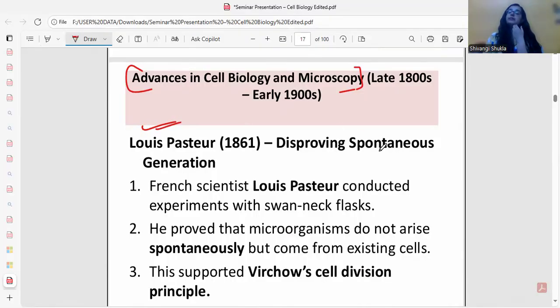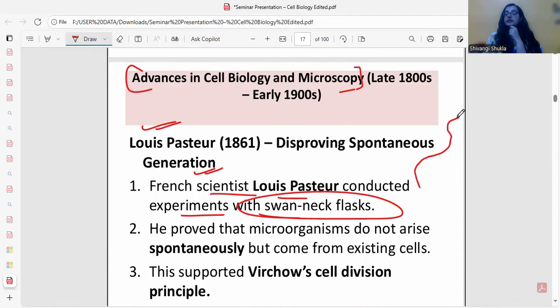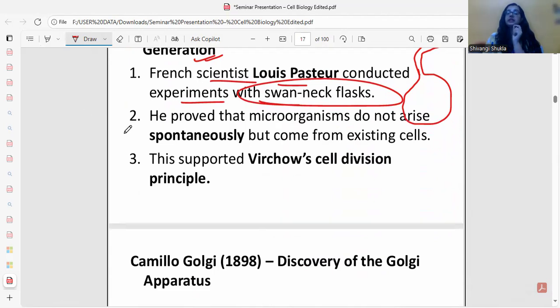Louis Pasteur disproved the spontaneous generation theory. He was a French scientist. He conducted an experiment with a swan neck flask. So this flask used to look somewhat like a swan's neck. It was a flask like this. And he proved that microorganisms do not arise spontaneously. This we'll study in evolution again, but they come from pre-existing cells. This supported Virchow's cell division principle.